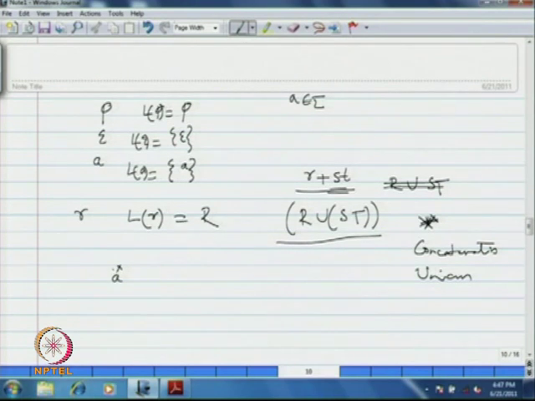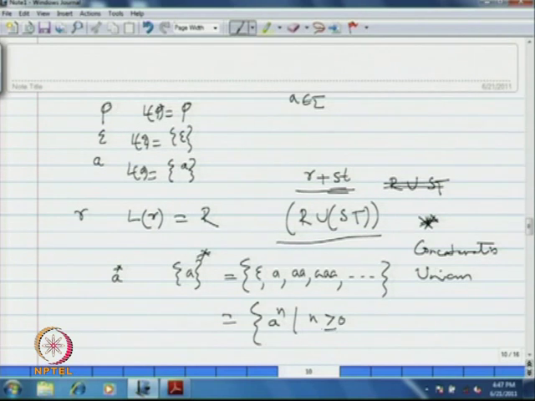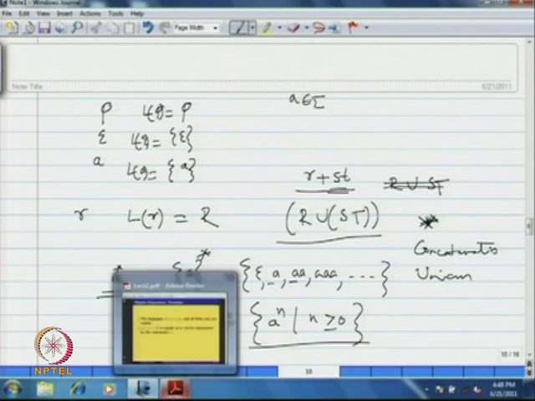A star basically represents applying a Kleene closure to the language A. If we apply this Kleene closure to the language containing the singleton A, then we get epsilon, A, A A, A A A and so on. So, this is nothing but A to the n, n greater than or equal to 0. When n equals 0, we get epsilon. When n equals 1, we get A. When n equals 2, we get A A and so on. Therefore, A to the n can be written using A star, and hence this set is a regular set.